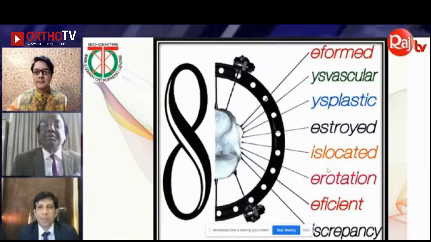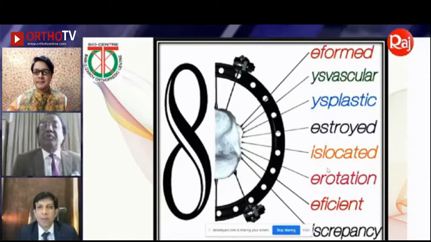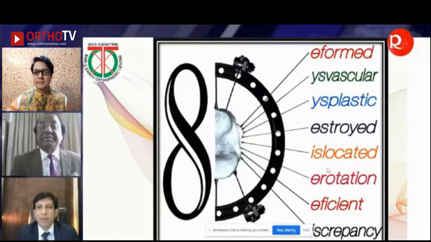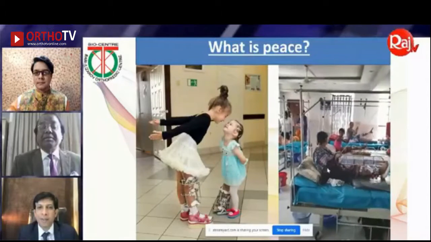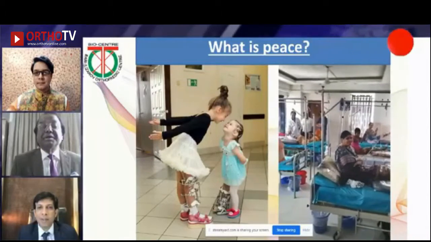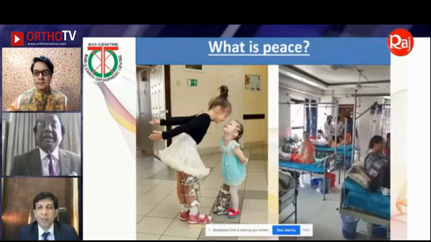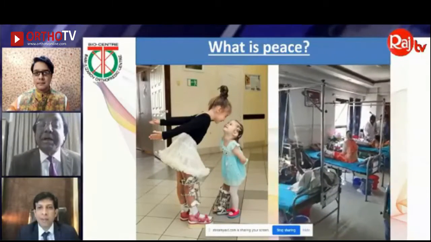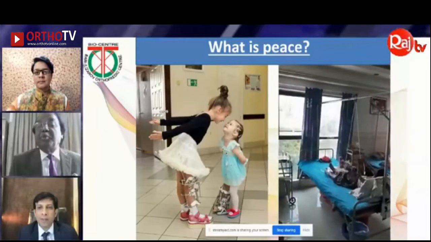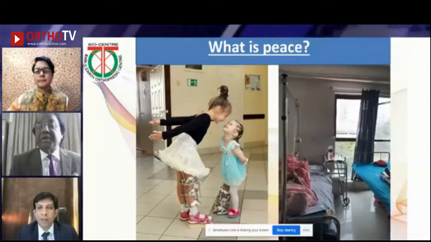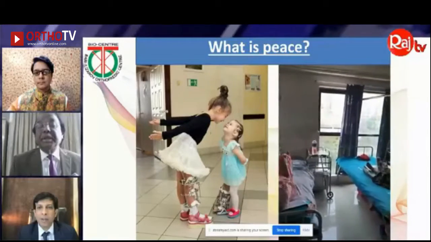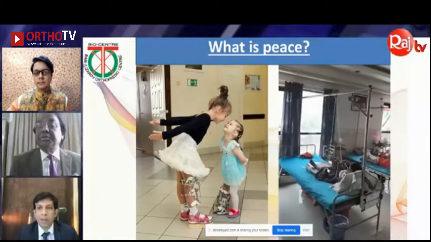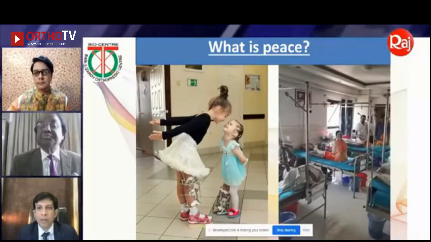I love to show this one. AD: deformed, dysvascular, dysplastic, destroyed, dislocated, derotation, deficient, and discrepancy. And how you can get peace. The peace means perfect endeavor around the countries of the earth by helping these poor people of the third world countries with infected big non-union. You can help a lot to these patients.